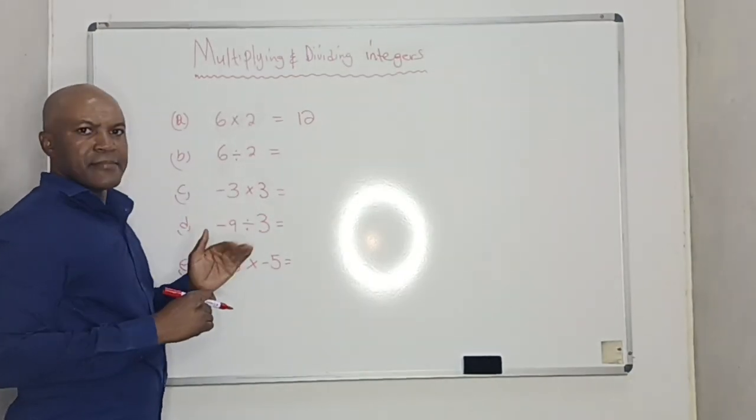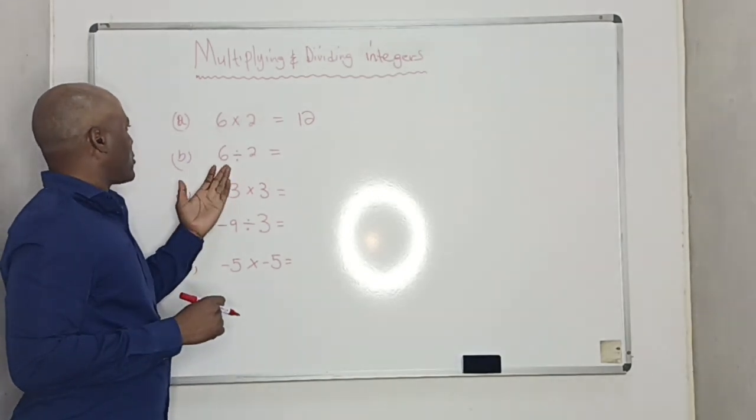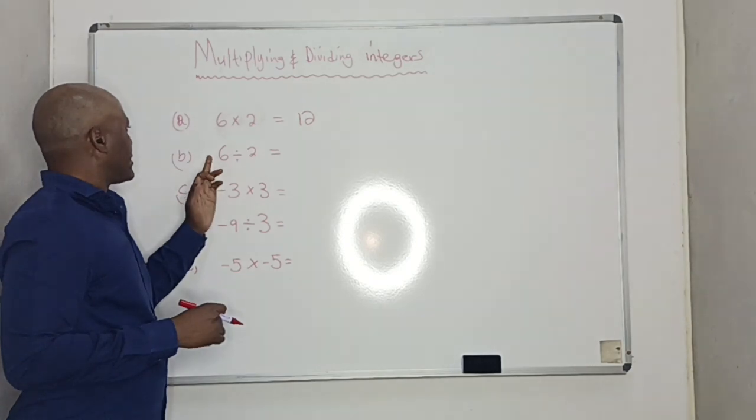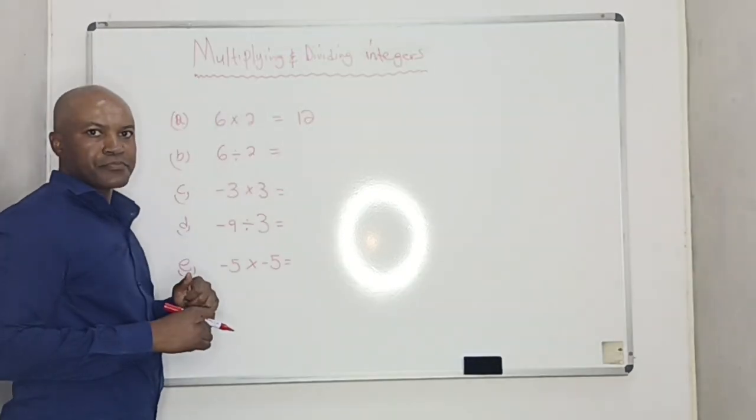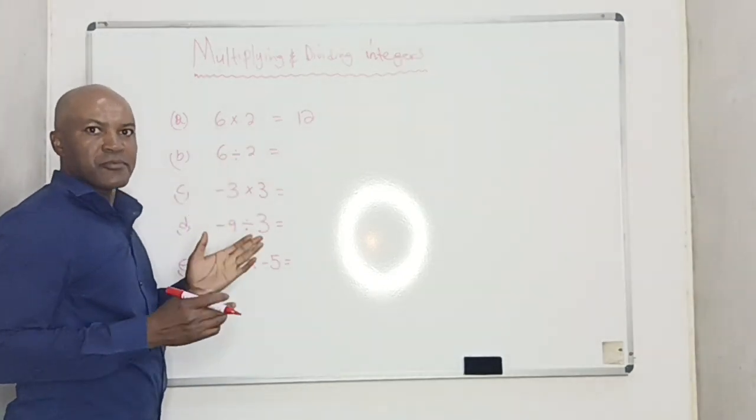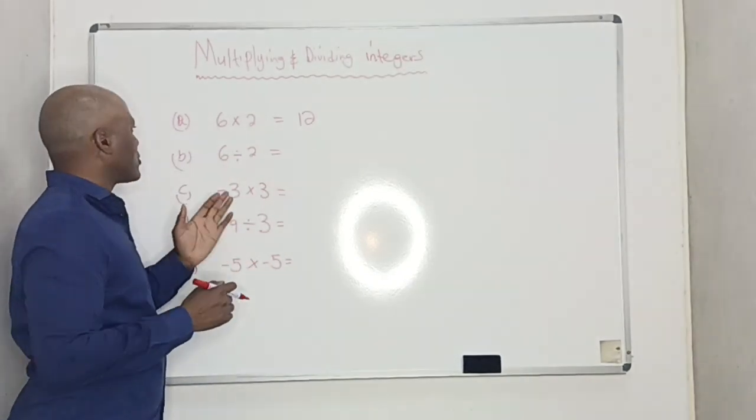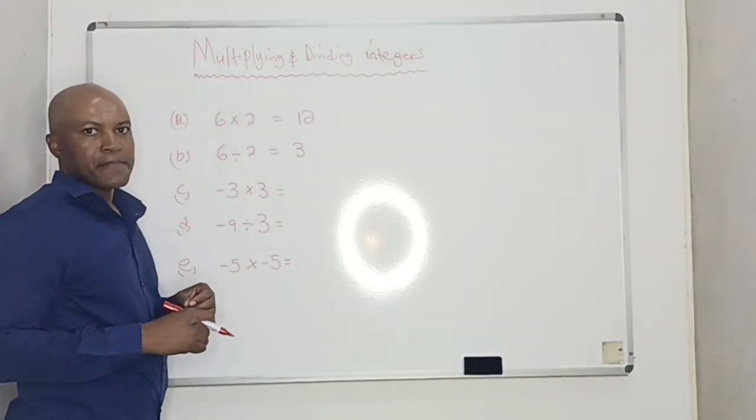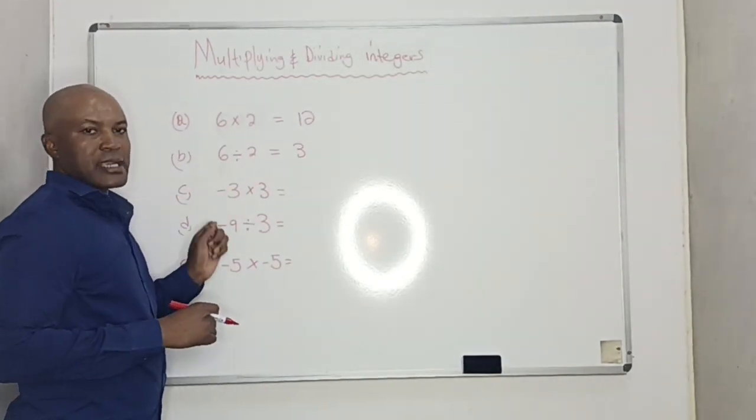So this is the same thing when you divide them. You divide 6 by 2. Then the signs are positive. Both of them are positive. So the answer is 3 because both signs are positive.